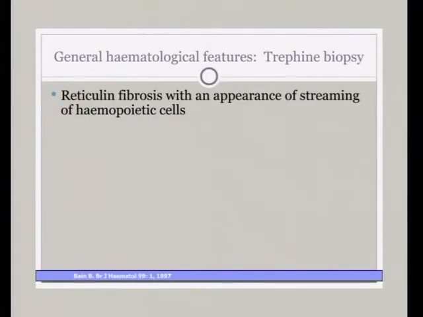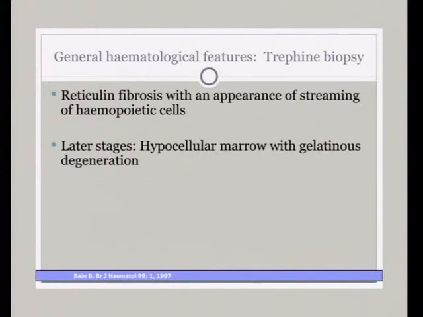You can get increased fibrosis as well. So the fibroblasts that form part of the stromal cells or the milieu of the bone marrow get stimulated by growth factor dysregulation to produce both reticulin fibers and collagen fibers that causes bone marrow fibrosis in the long run. And that causes a streaming effect of the hematopoietic cells. And in the later stages, again, it's a hypocellular marrow, and we often see gelatinous degeneration. Not only that, but also necrosis of the bone marrow.